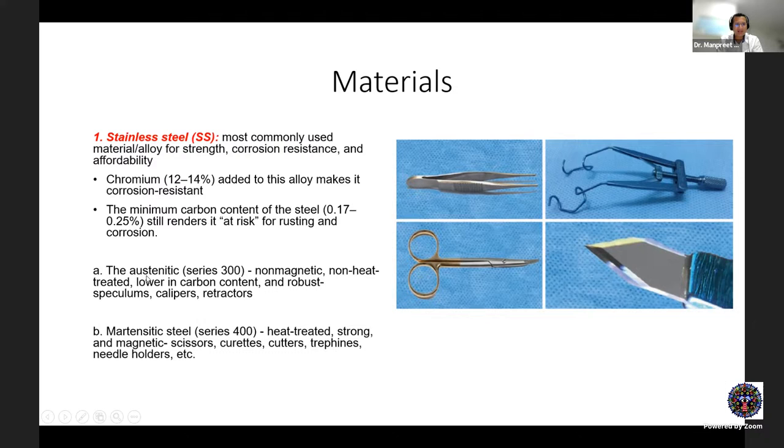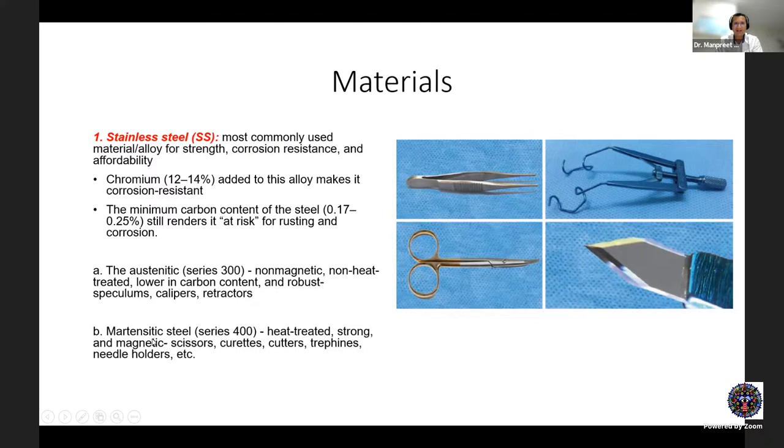The steel is also austenitic and martensitic steel, of series 300 and 400. I'll tell you the difference. The austenitic steel is non-magnetic and non-heat treated and has lower carbon content. So it is used to make speculums, calipers, retractors, or the normal instruments. But the martensitic steel is a heat treated steel and it is strong and magnetic.